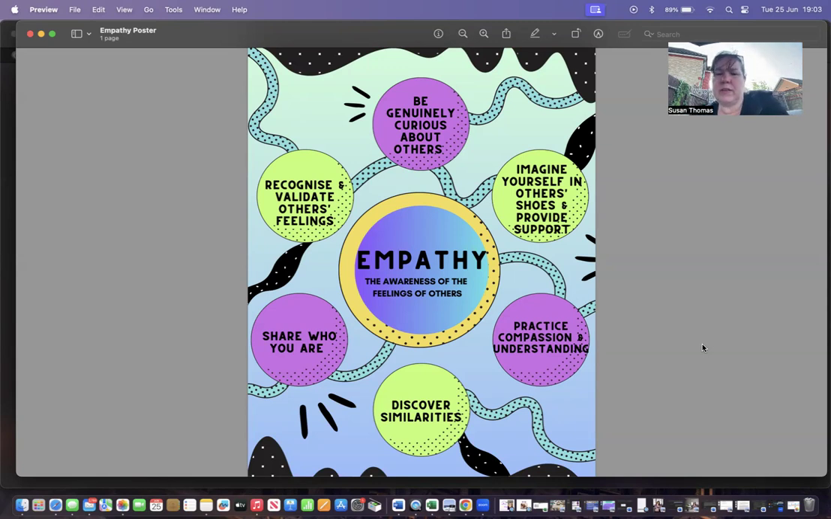So according to a study by Business Solver, 92% of employees say that showing empathy is an important way to advance employee retention. So employees who feel understood and heard and valued are more likely to stay with the company.